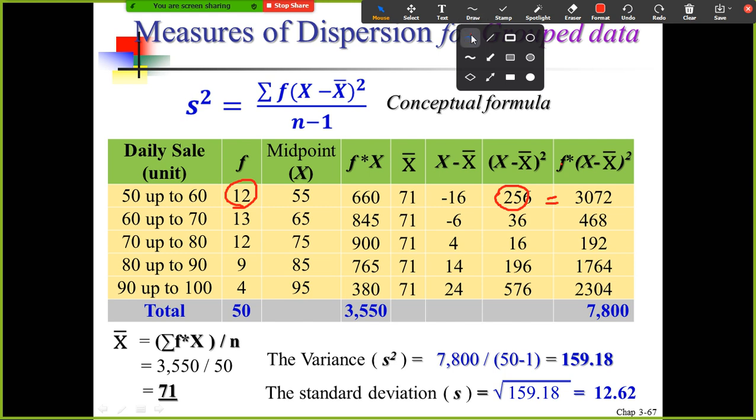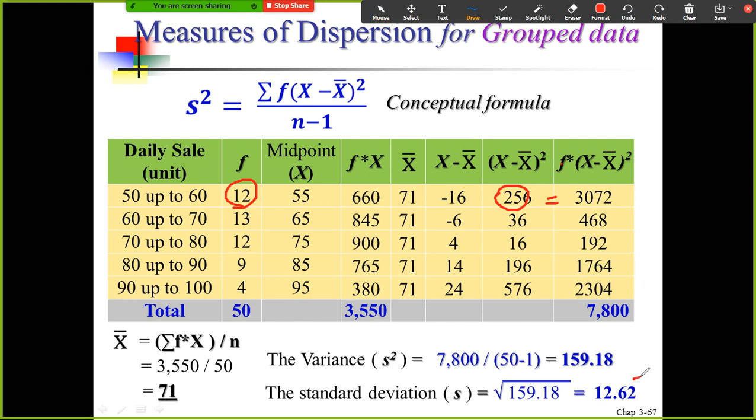I can say this represents quantity. Quantity of product cannot be 12 point something here, so I can say 13. Okay, how do we interpret the 13 or 12.6?